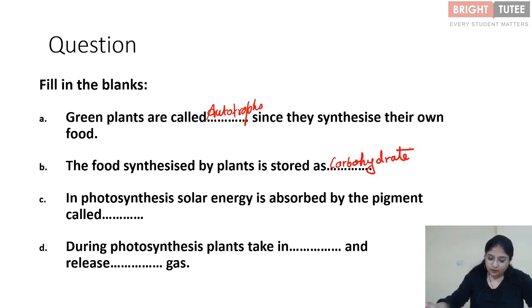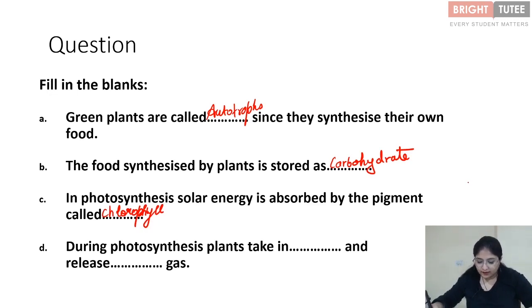In photosynthesis, solar energy is absorbed by the pigment called chlorophyll. This is the pigment which provides green color to the plant. During photosynthesis, plants take in dash and release dash gas. So they take in carbon dioxide gas and release oxygen gas. So this is again how photosynthesis works and why it is important for us.